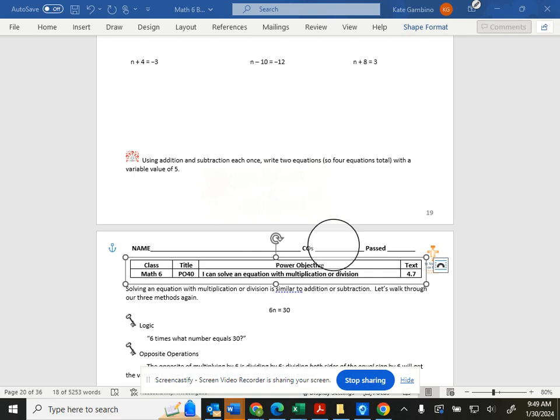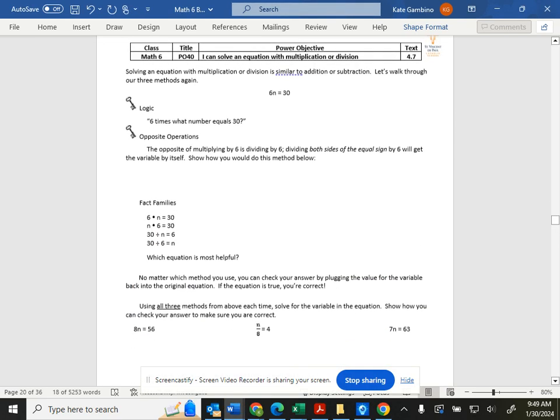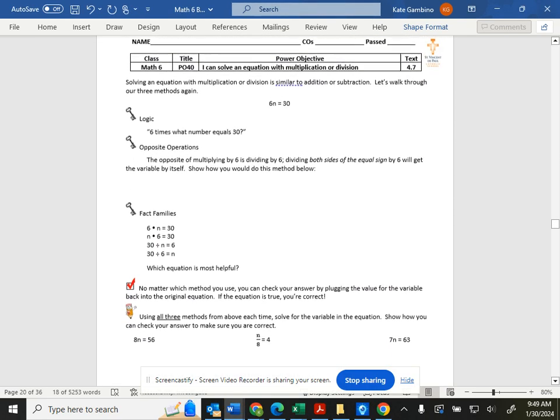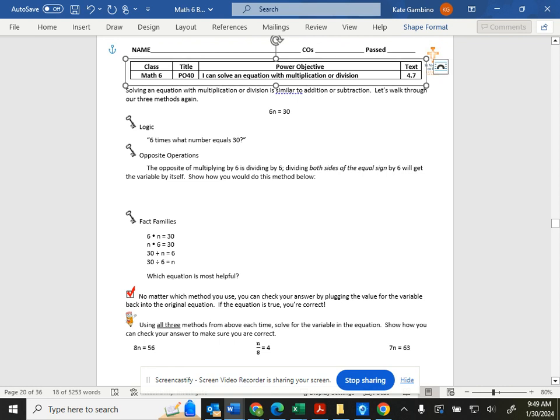All right. Then we have almost the same thing, but this is with multiplying or dividing. So we have 6n equals 30. We talked about if the number is right in front of a variable, it means multiply. So 6 times n equals 30. So you could use logic. 6 times what number equals 30? And then put your answer. I do want you to write the question that you're asking in your head on the paper. So if you're using logic with your mental math, write it on the paper.